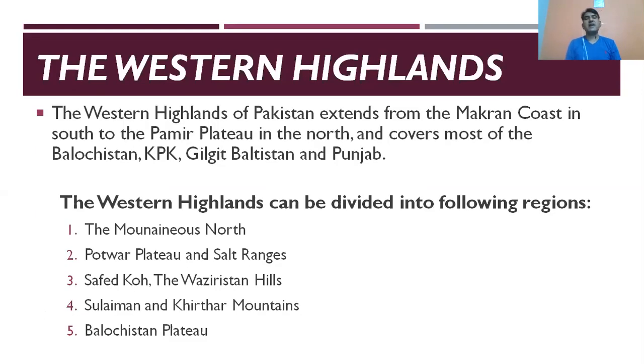So this is the Western Highlands of Pakistan, number one. The Western Highlands extend from the Makran Coast in the south to Pamir in the north, and cover most of Balochistan, KPK, Gilgit Baltistan, and then Punjab. This is another way to describe it. I'm not going to describe it in this way; I will generalize and go one by one through all these features.